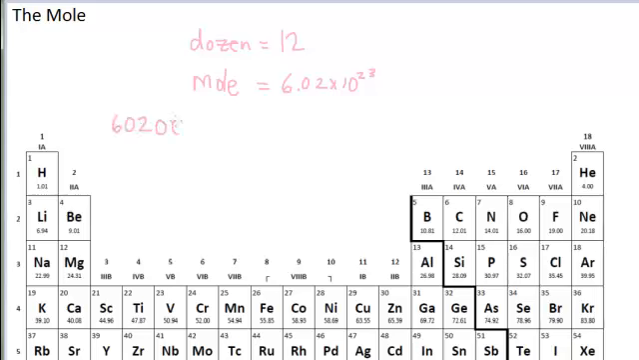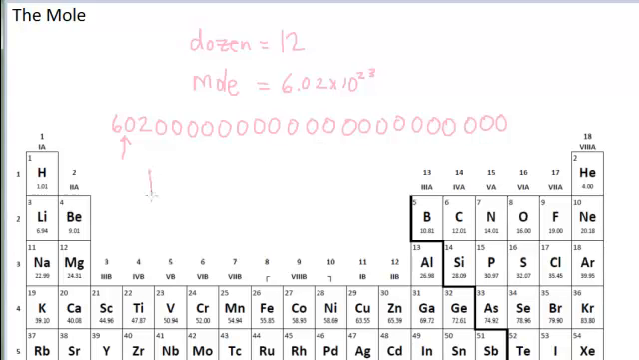1, 2, 3, 4, 5, 6, 7, 8, 9, 10, 11, 12, 13, 14, 15, 16, 17, 18, 19, 20, 21, 22, 23. The decimal, which is here in the regular notation, moves 23 places to be after the first digit, 6.02 times 10 to the 23rd. It's a very large number, but it has to be when we're dealing with the atoms because atoms are incredibly small.